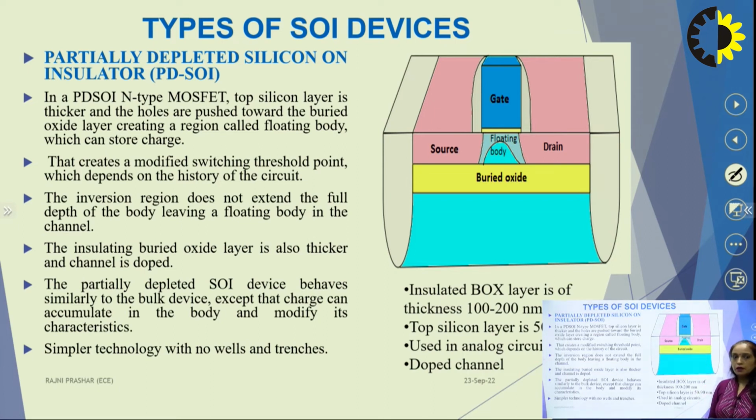So, let us see how many types of SOI devices we can fabricate. The first one is partially depleted silicon on insulator, known as PDSOI. In case of PDSOI, the silicon layer is thicker and the holes are pushed towards the buried oxide layer, which will create a floating area where your charges can be stored.